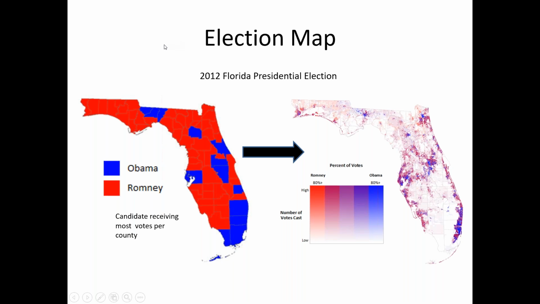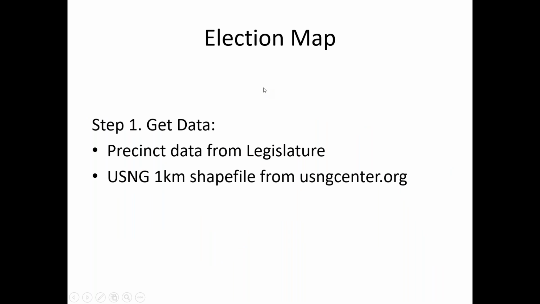So we're going to just walk through the steps here. The first is we get the voting election results from the legislature, and we download our shapefile from usngcenter.org.